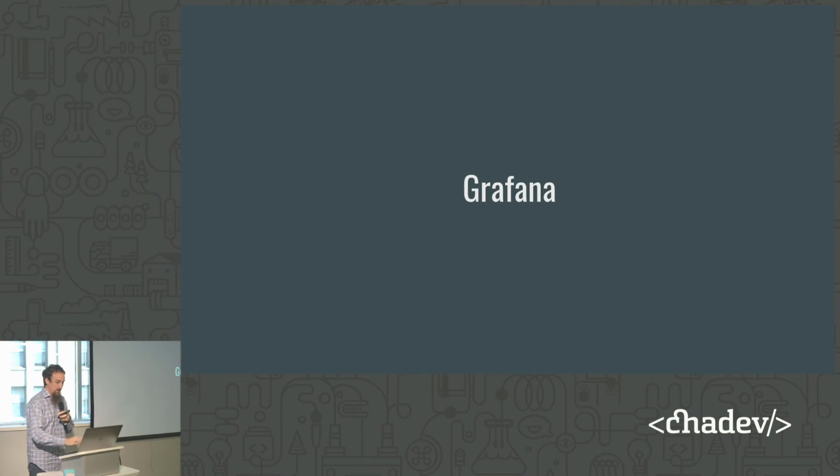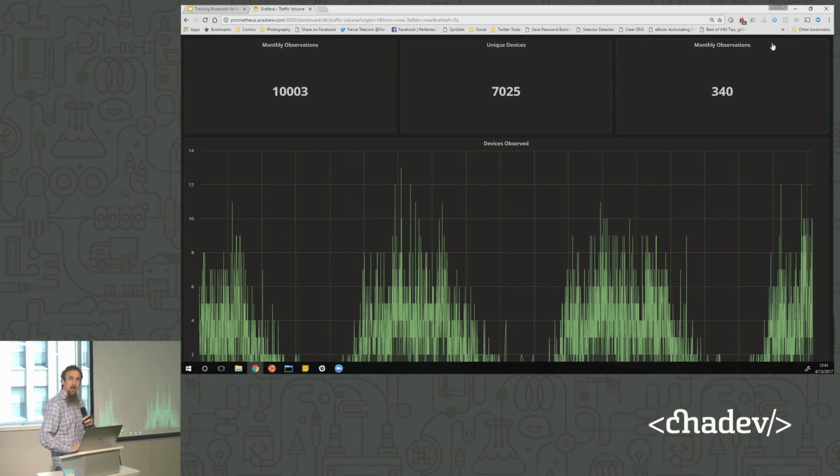I'm going to show you a little bit about what this looks like. All right, so this is actually a device I installed Monday on the ground floor of this building facing Market. So you can see that it has observed 10,000 devices in 3.5 days. Of those, there were 7,000 unique devices. This is updating in real time. You just saw that change.